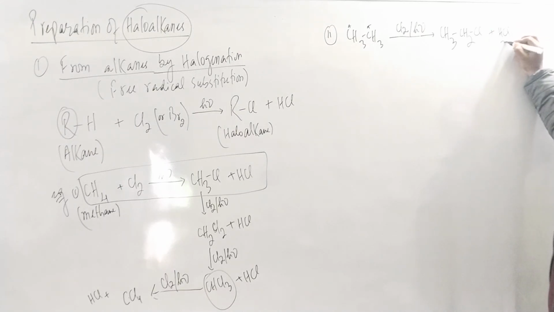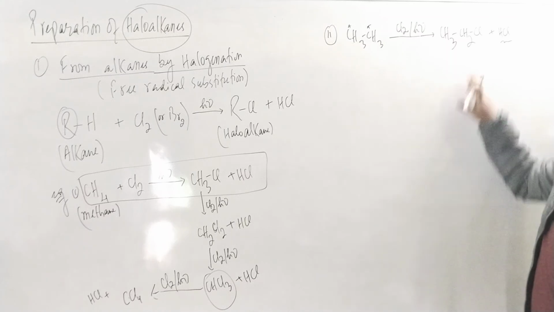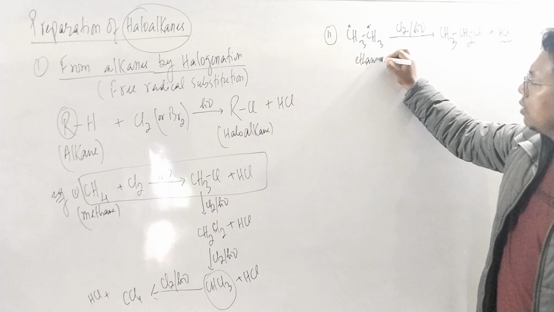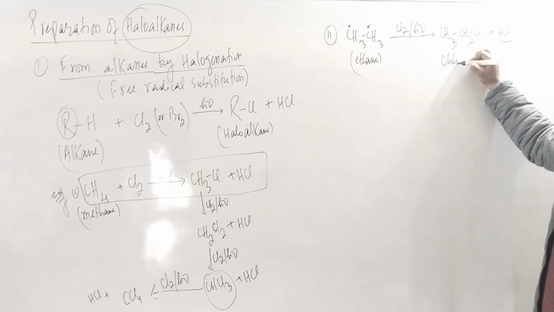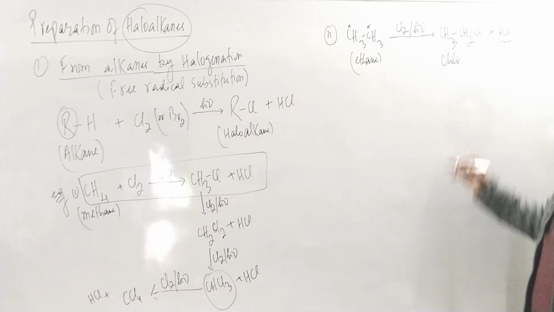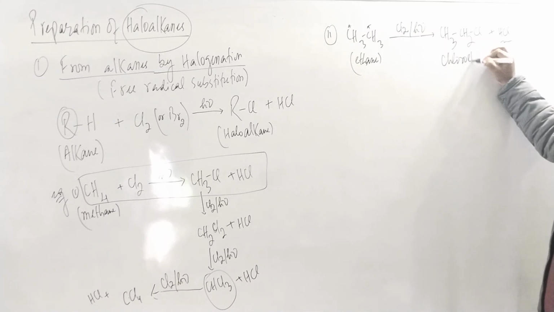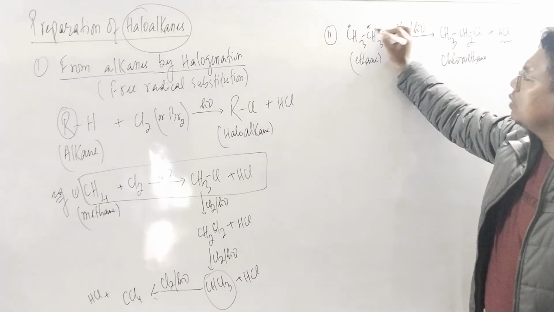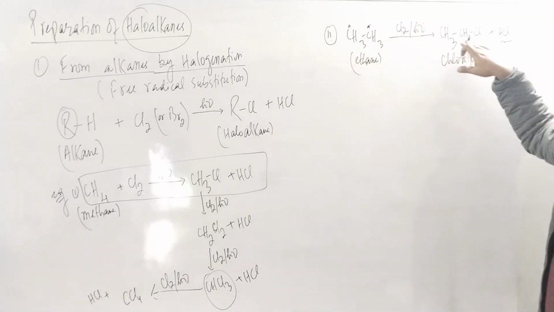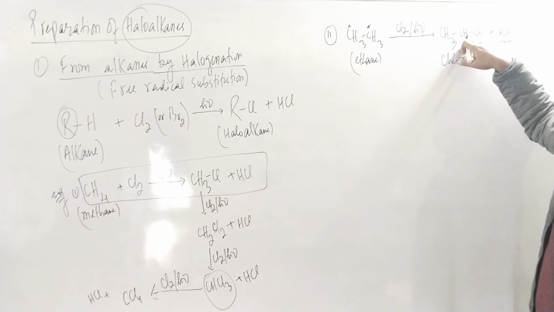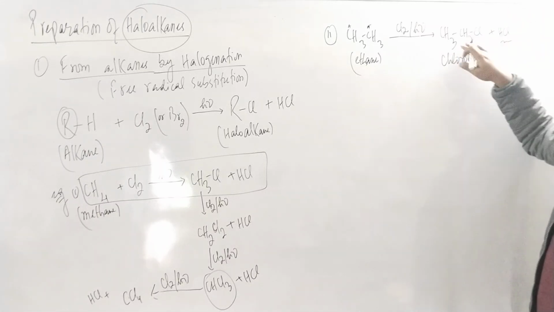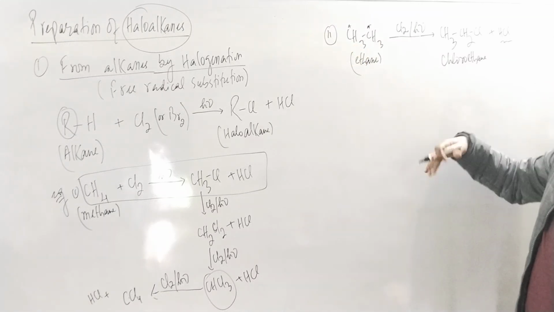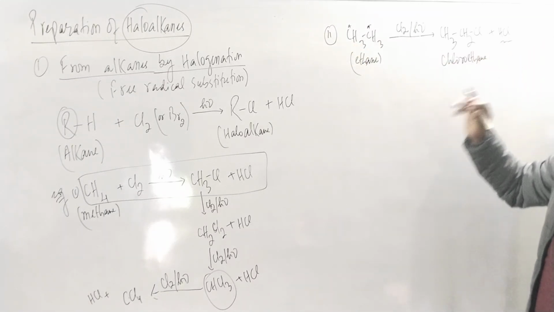This is byproduct. This is not important to write. Okay, only the main product is important. This is chloroethane. This is ethane. This is chloroethane. Chloroethane, or you can write ethyl chloride. Now, these two carbon atoms are exactly same, so we get only one product here. Okay. If these two carbon atoms are different, then we would have got two different products.